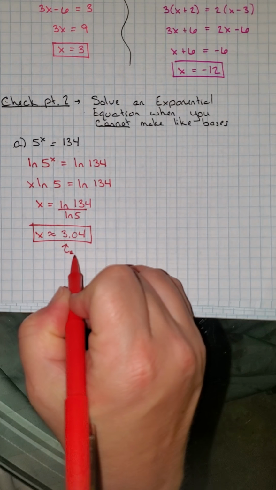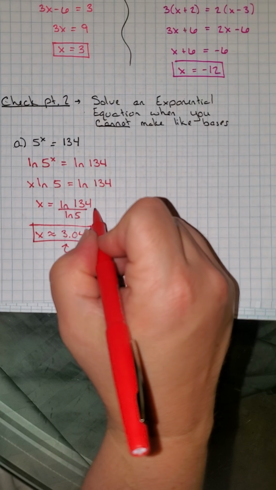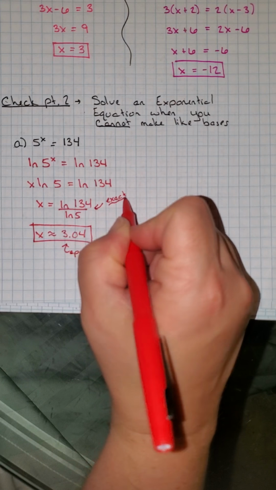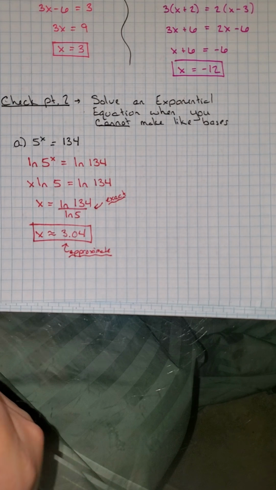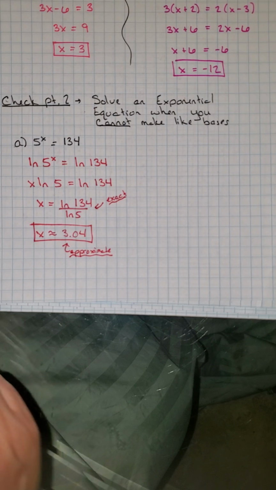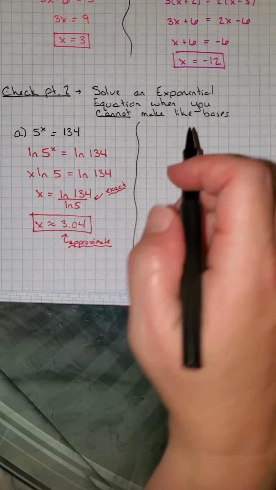So this is approximate. This would be exact because it's not rounded. Okay, so sometimes the directions might say to answer it one way or the other, sometimes they don't. So you just have to read the directions and see what it has you do.